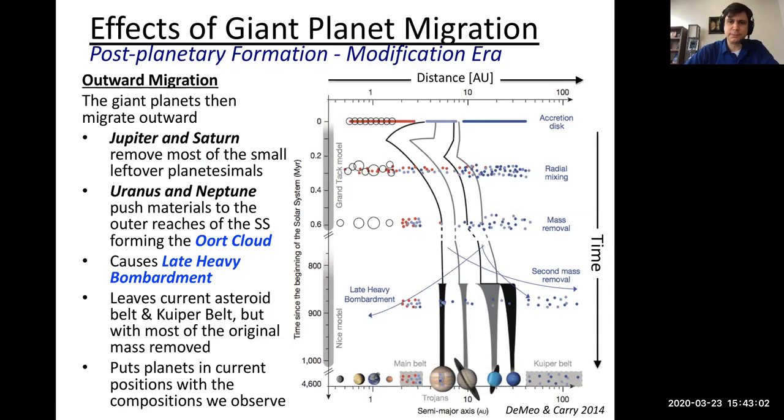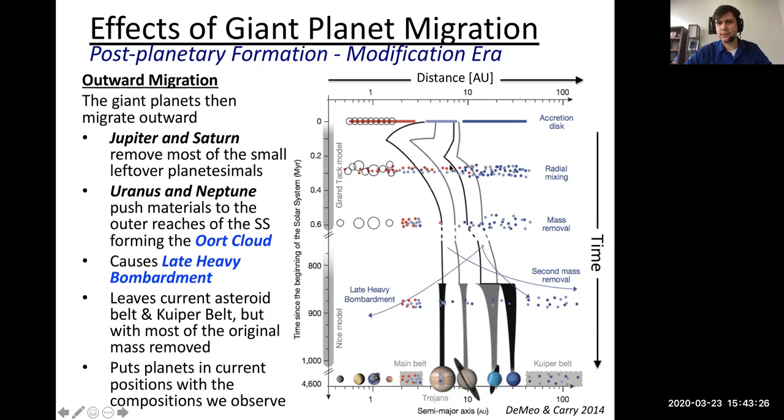So as these planets migrate outward, Jupiter and Saturn are going to pretty much gravitationally throw out most of the material they encounter, the leftover planetesimals, directly out of the solar system. Bye-bye, you're not coming back. They're ejected past the escape velocity for our sun. So they clean out all that material.